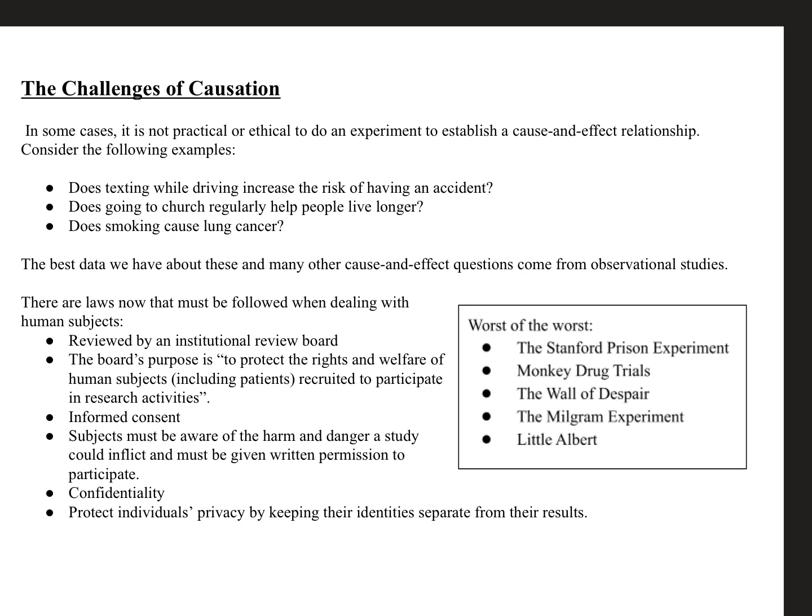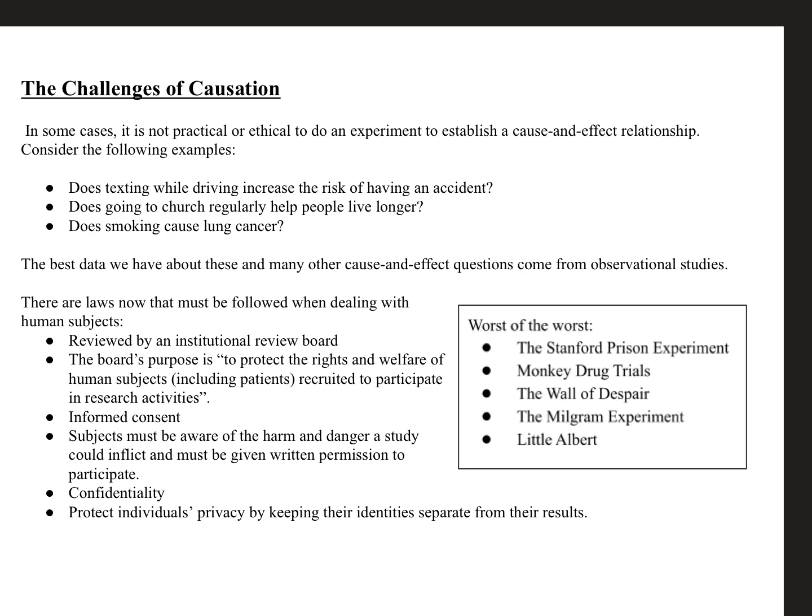So when we talk about the options for the projects for chapter 3, one of them kind of looks at the challenges of causation. And there's a couple examples here. We'll talk about some others more in detail in class, but these are 5 experiments that were performed in between, I want to say, the 50s and the 70s, before a lot of these laws were in place, that seemed the worst of the worst. And there are a few others that we'll discuss as well.